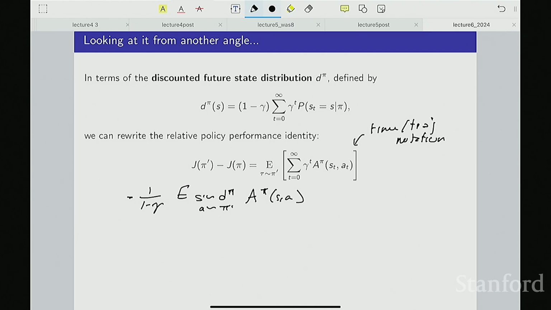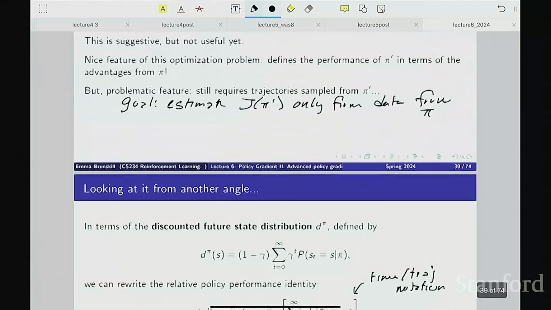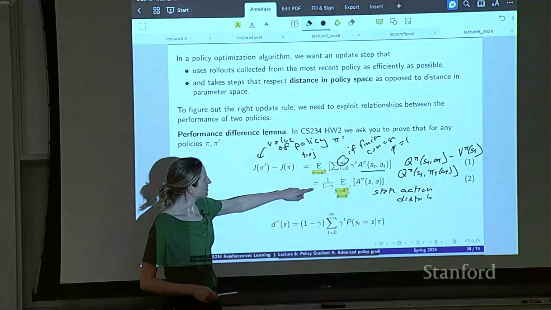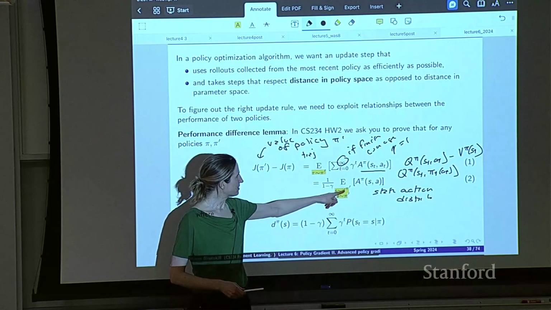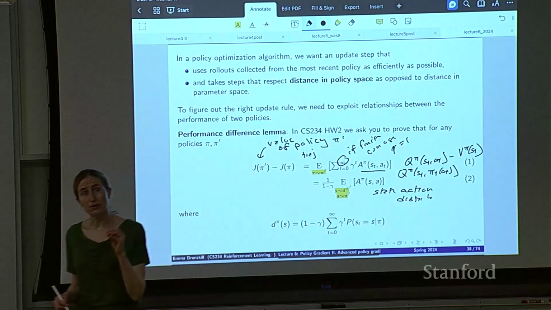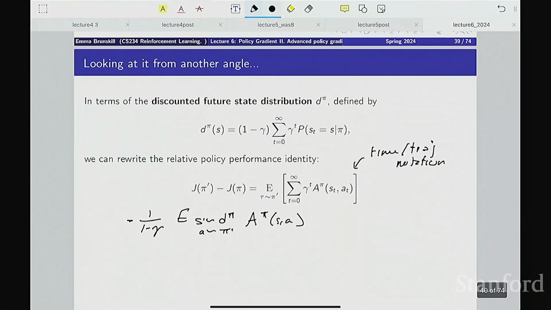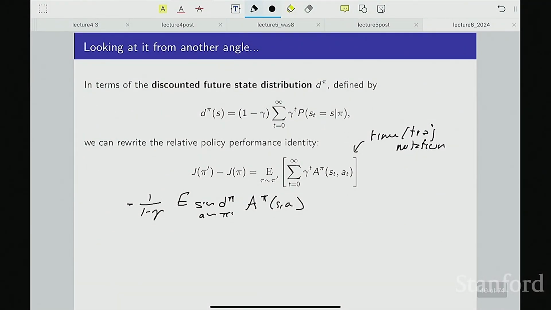What have I done there? This should look pretty similar to the previous slide. This is the discounted future state distribution. I saw on the previous slide that I could rewrite this expression as 1 over 1 minus gamma, the expectation over this state distribution and this action distribution. So that's what I'm doing now. I've rewritten it in terms of this state action distribution. Just to be really clear, this is over pi prime, so this is all with respect to the new policy.